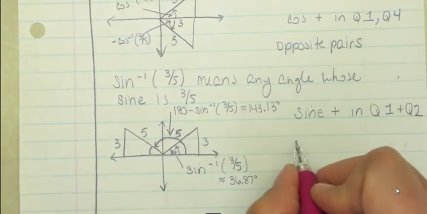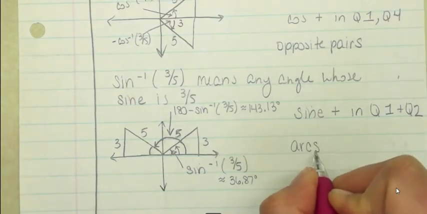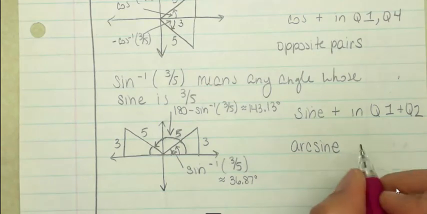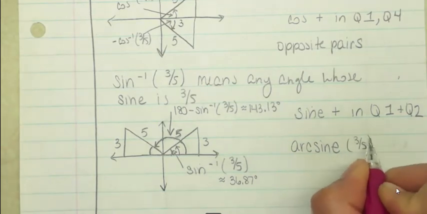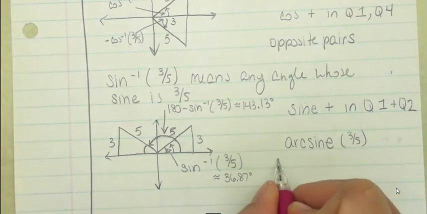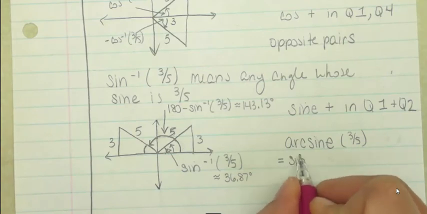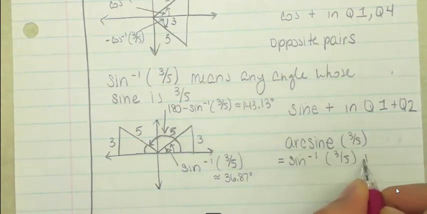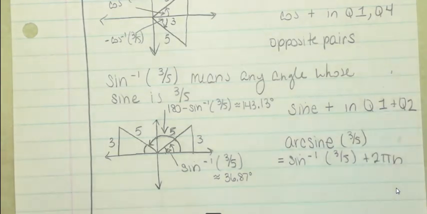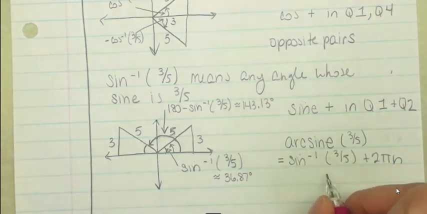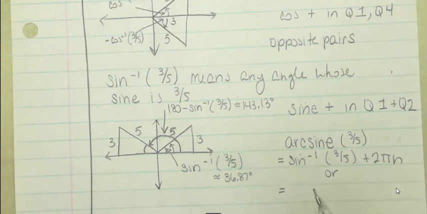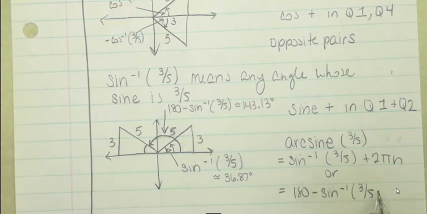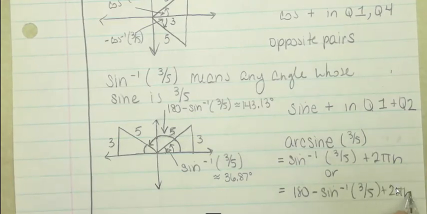So we can say then that arcsine of 3/5 really is the sine inverse of 3/5 plus 2 pi n, or it's the supplement of that, 180 minus sine inverse of 3/5 plus 2 pi n.